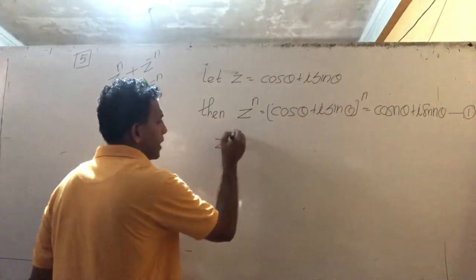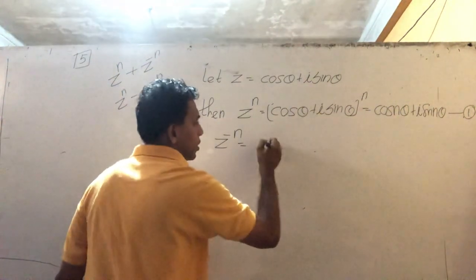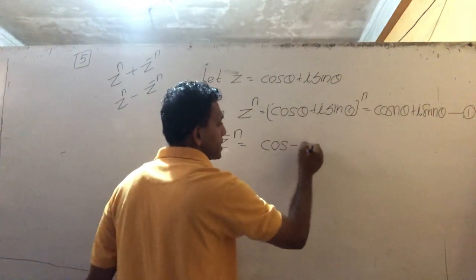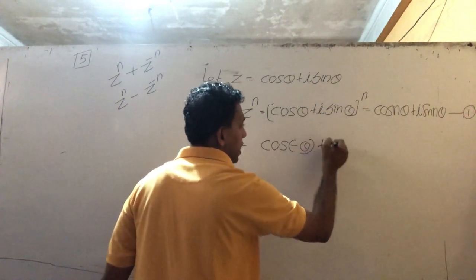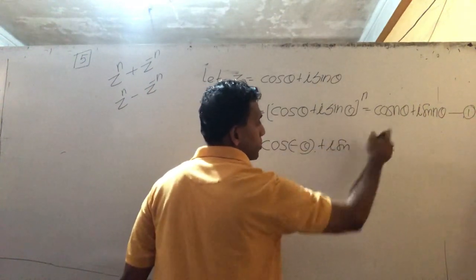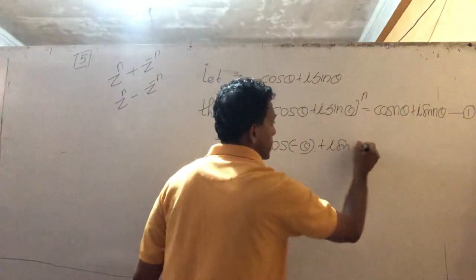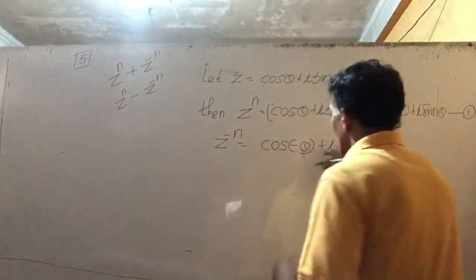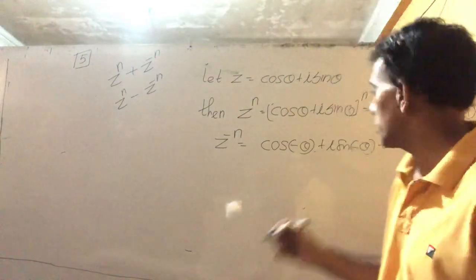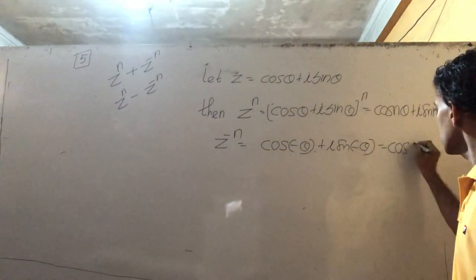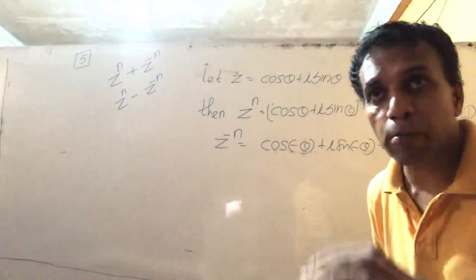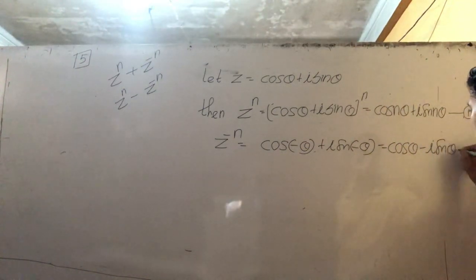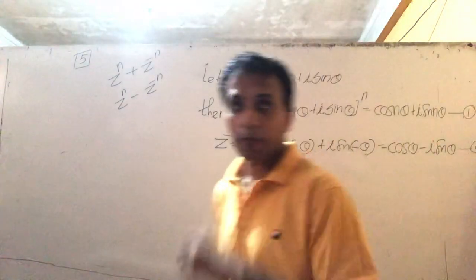Z to the power minus n equals cos minus n theta plus i sine, put n for minus 1, minus n theta. Then what is cos minus theta? Cos theta. Sine minus theta is minus sine theta, so minus i sine theta. Okay, that's all they ask.